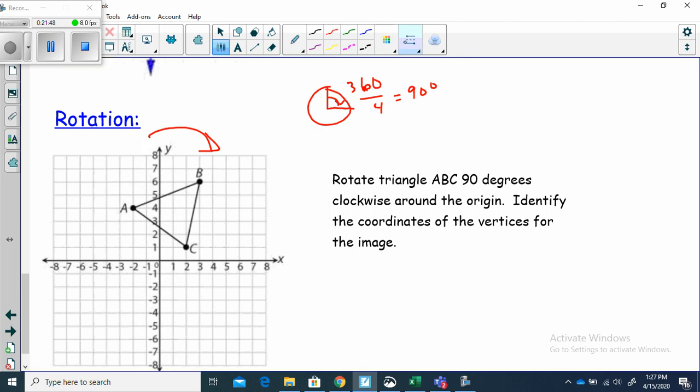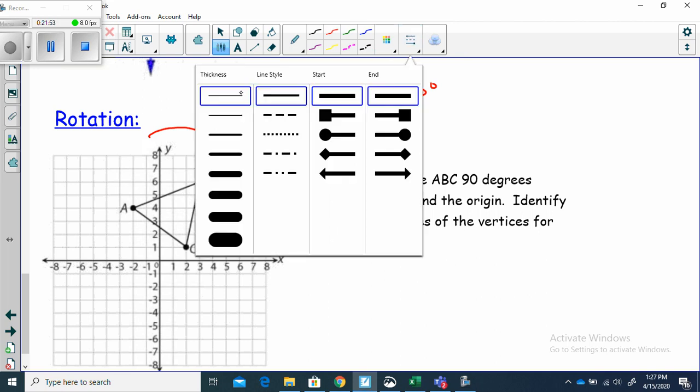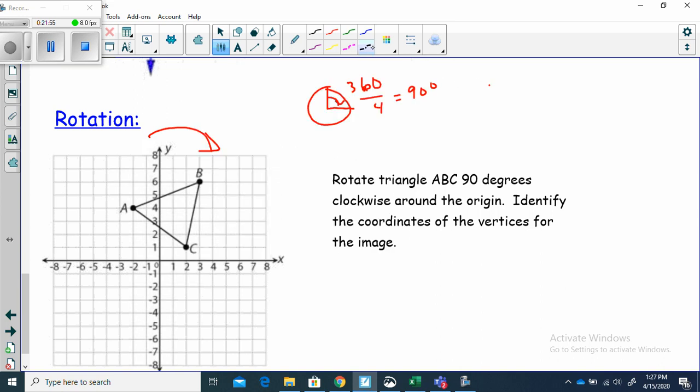Usually you would use tracing paper to do this, but since we don't have tracing paper, we are going to use our little line, and we're going around the origin. So let's take each point. Now I need to go 90 degrees. I need to move this point 90 degrees. I want that to be at a 90-degree angle. So I'm going to take this line and move it 90 degrees. I'm going to copy this line.